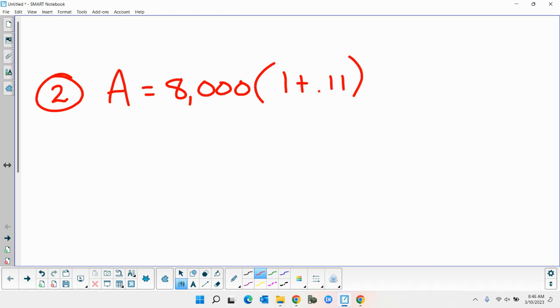Move your decimal point to the left to the number of t years, which is 10 years. So you just put that in your calculator, and you get $22,715.37. Go to the nearest cent on the money.